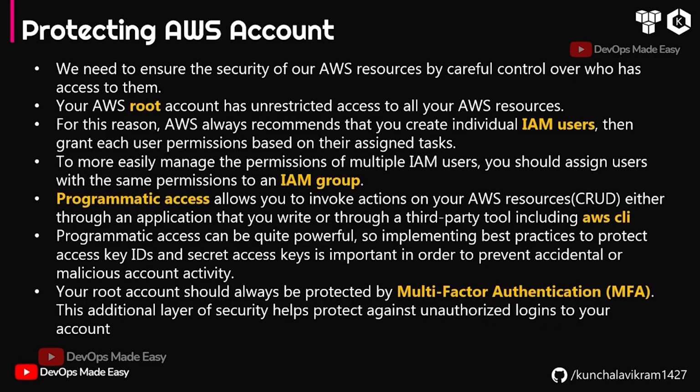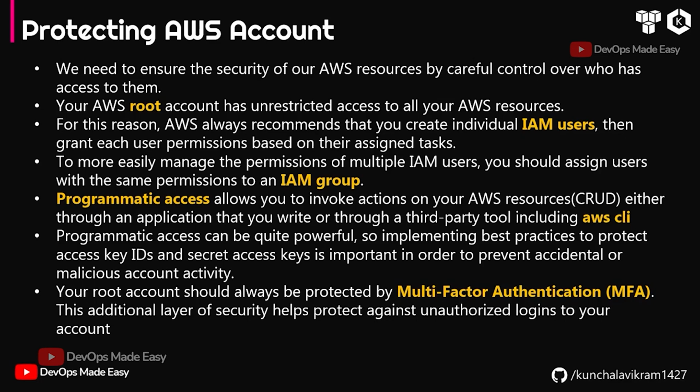Now let's see why these IAM users are needed. Basically, we need to ensure security of our AWS resources by carefully controlling who has access to resources inside your AWS. By default, your AWS root account has unrestricted access to all the resources, which means if anyone gets access to the root account, they can do anything to your AWS account. For this reason, AWS always recommends that you create IAM users and then grant granular permissions to those IAM users, just enough to complete their tasks.